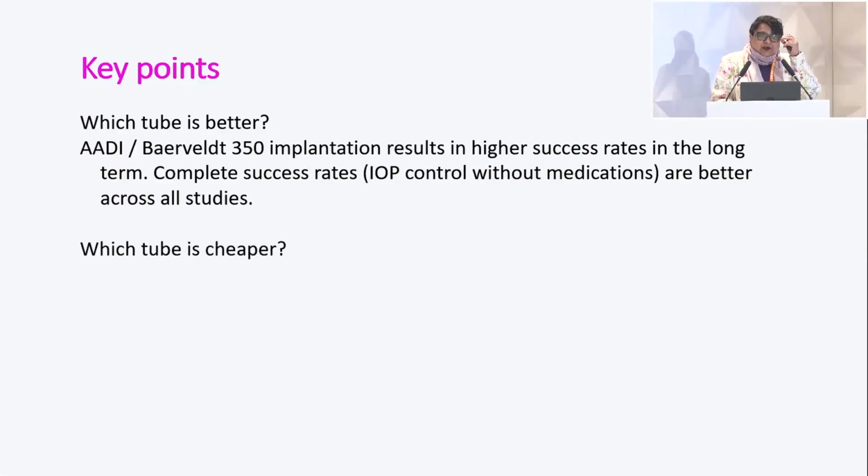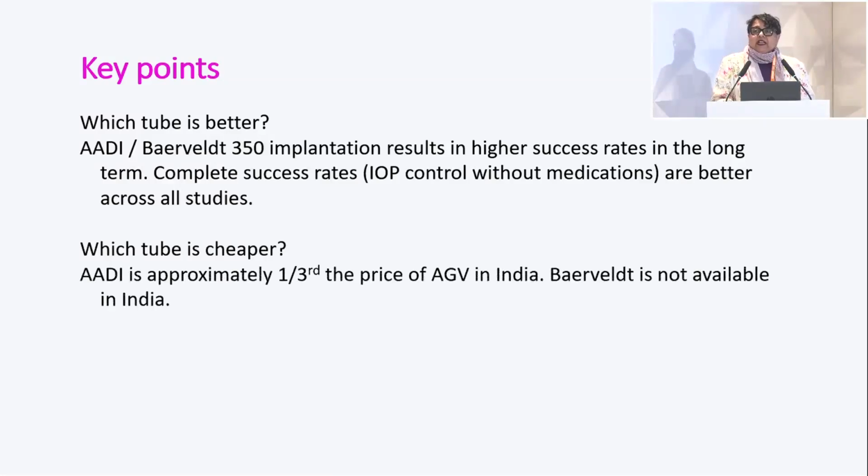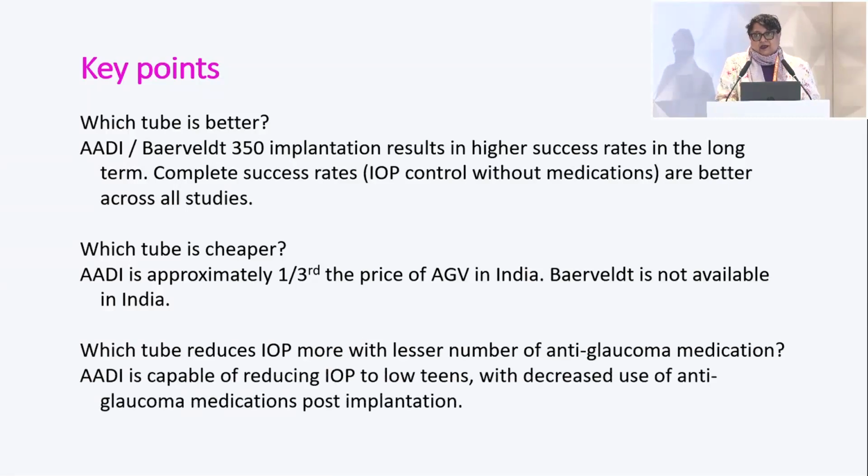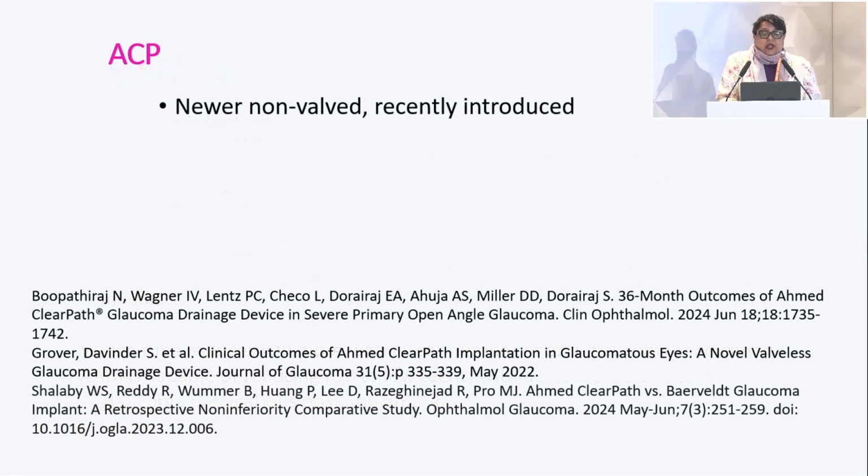Which tube is cheaper is a consideration we have to keep here in India. And of course, the Aurolab aqueous drainage implant, or the ADI, is very cost effective for us. It's indigenously developed and it has been designed on the Baerveldt. Baerveldt is not available in India. And which tube reduces IOP more with lesser number of medications? It's the non-valved.